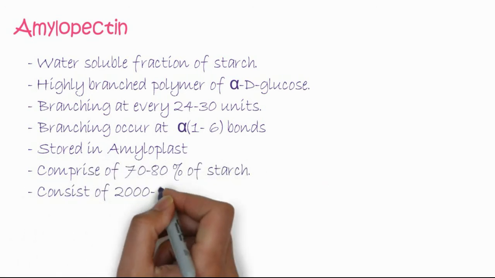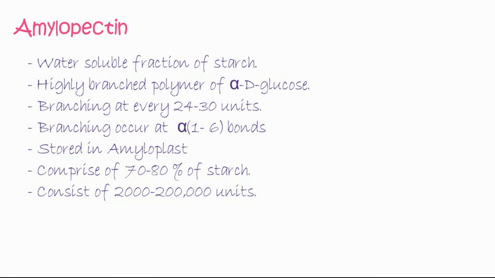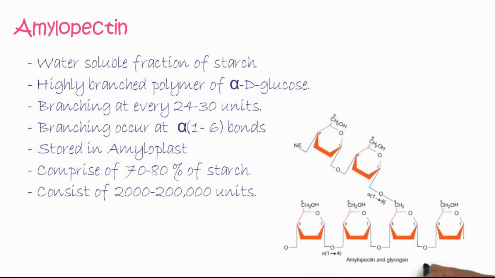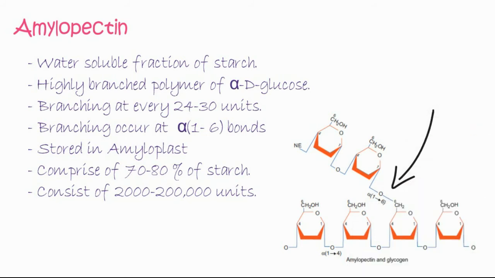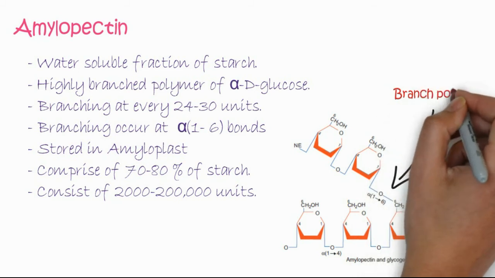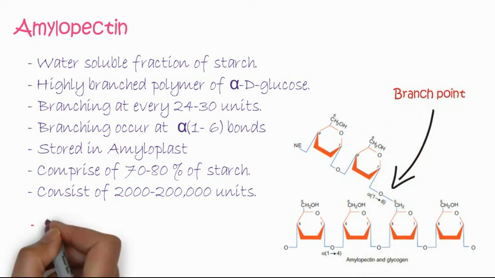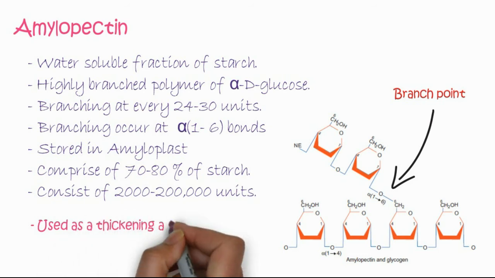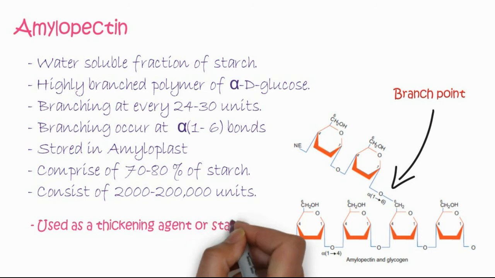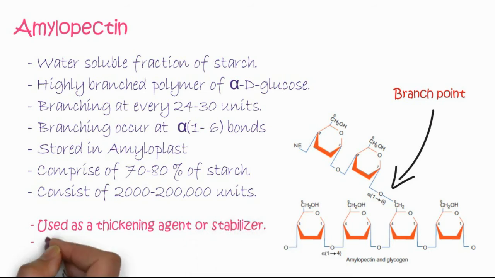Amylopectin comprises 70 to 80% of the starch by weight. It consists of around 2000 to 200,000 units. In this chemical structure you can see that in the straight chain the alpha D glucose units are attached to each other by alpha 1 to 4 linkage, while you can see this branch point which is attached by 1 to 6 linkage. Amylopectin is also used as a thickening agent or stabilizer.